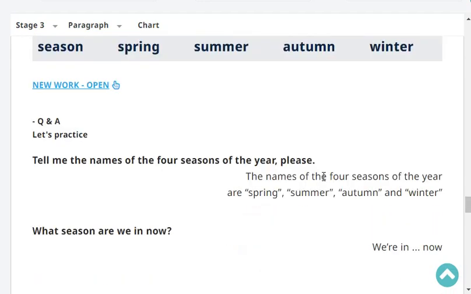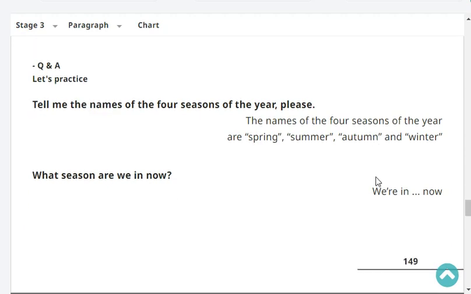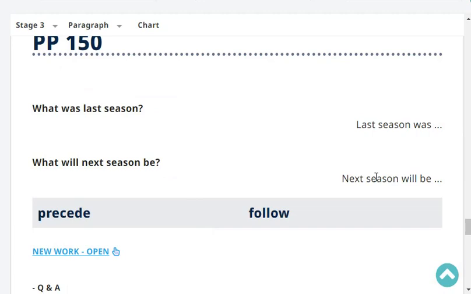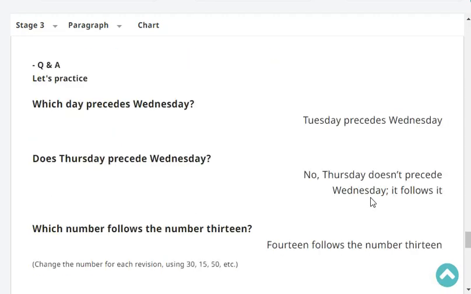Tell me the names of the four seasons of the year, please. The names of the four seasons of the year are spring, summer, autumn, and winter. Very good. What season are we in now? We're in summer now. Very good. What was last season? Last season was spring. Very good. What will next season be? The next season will be autumn. Very good.